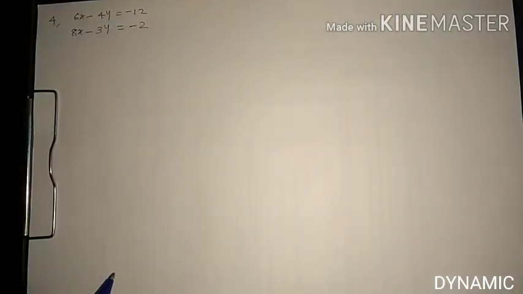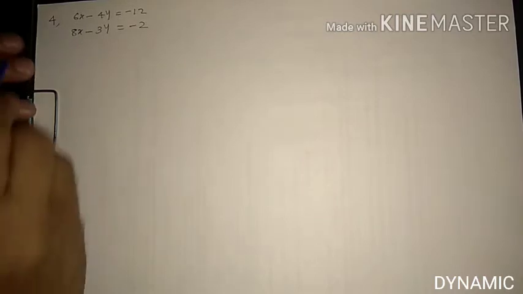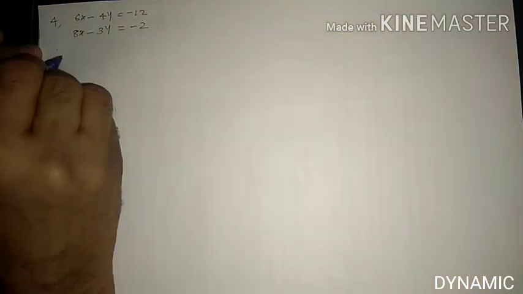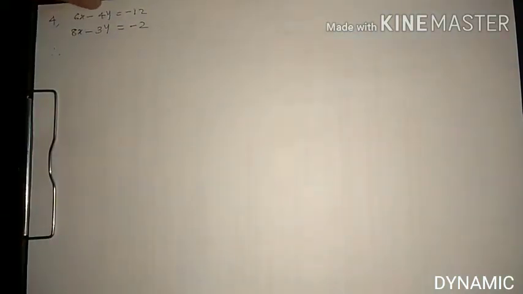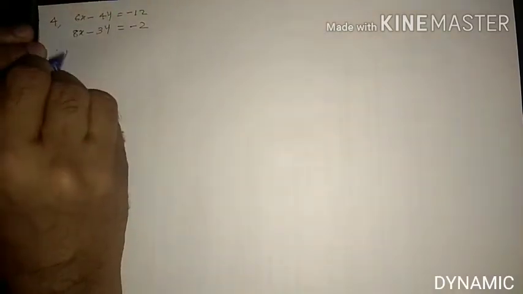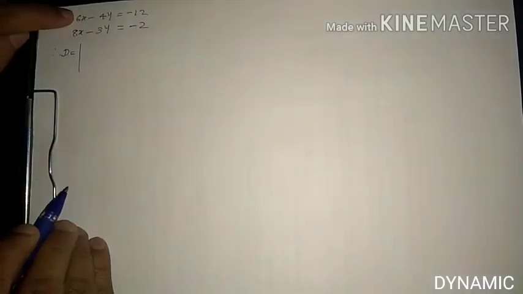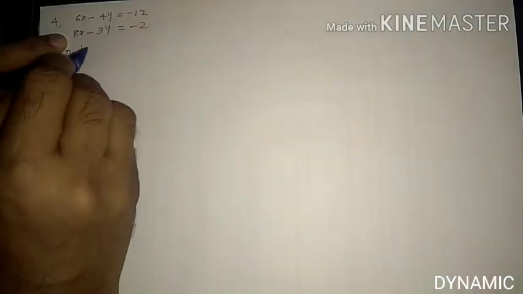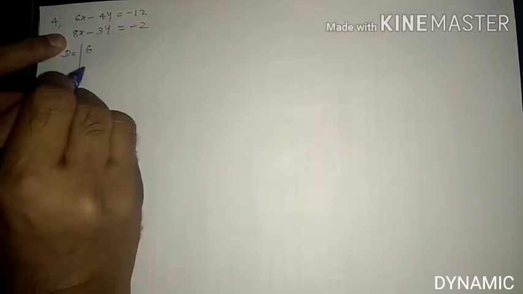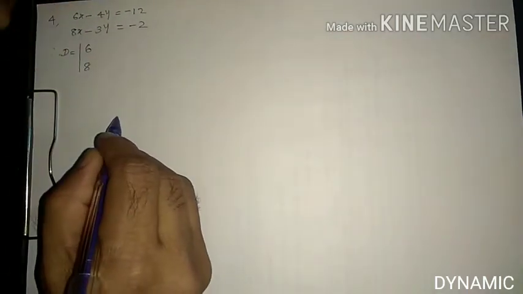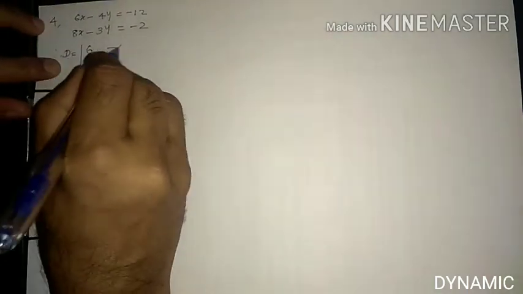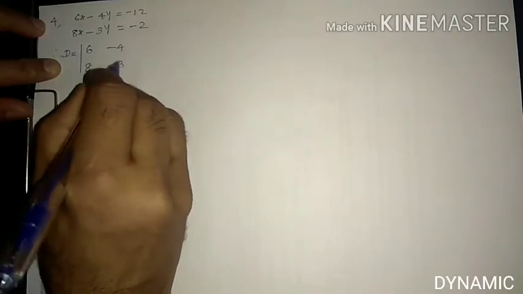This is question number 4. Now we do this easily, if it's already in the form of ax + by = constant. Here also. Therefore, what is D equal to? First we arrange the x coefficients vertically downwards: 6, 8. Now the y coefficients: minus 4, minus 3.